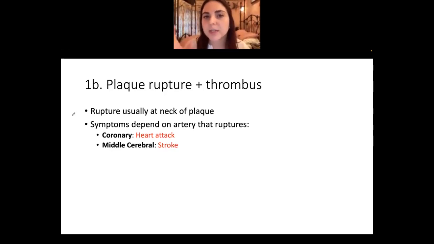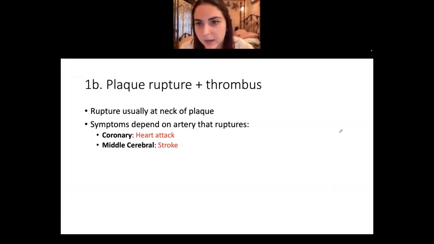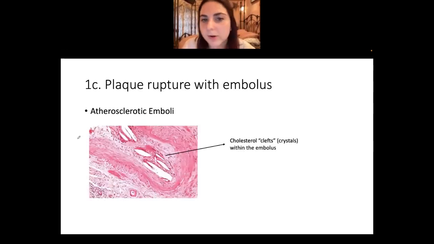If the plaque ruptures and forms a thrombus, that's usually going to be right at the neck of the plaque. This is exactly what it showed you; actually this is before it ruptures, but it's fine. It's right at the neck of the plaque, sticking close to the side. Platelets can form there, and that's what it's showing here. Platelets come and stick to it, and that's going to be your thrombus. Then, whatever artery you're in, if it's a coronary artery, you can have a heart attack. If you're in the MCA, you can have an MCA stroke.